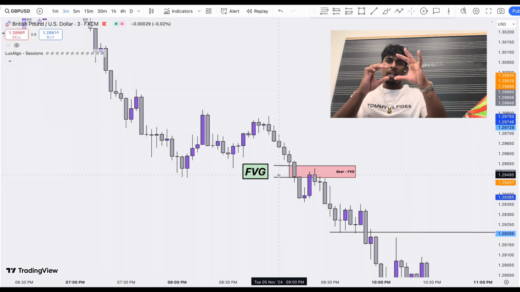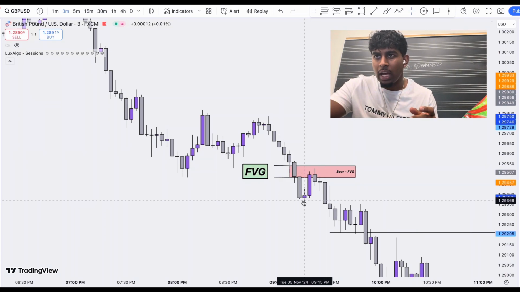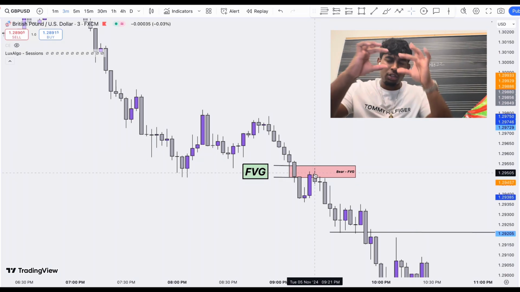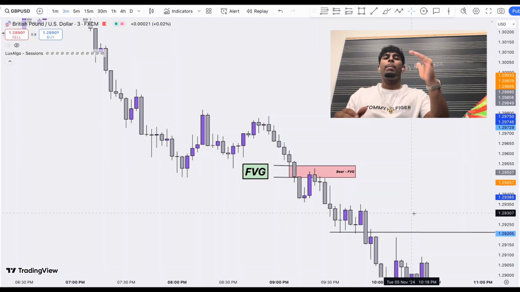Because when the gap is being created, it's called an imbalance, okay? That gap needs to be balanced again. So what happens is, as you see over here, price goes down, comes back up, and it fills that zone, right? It fills that gap, and then it shoots down. This is what happens when a bearish fair value gap is created. It goes down, it fills and goes down.